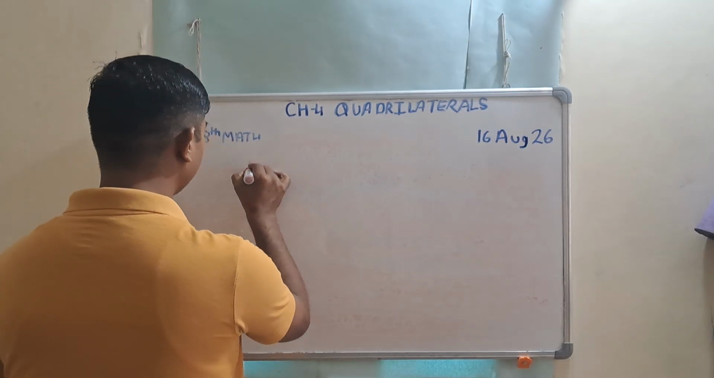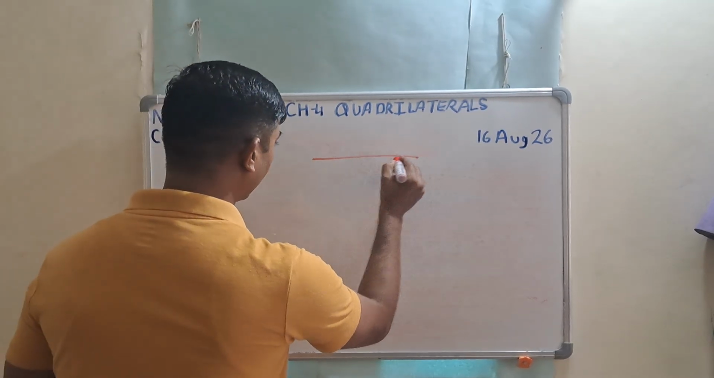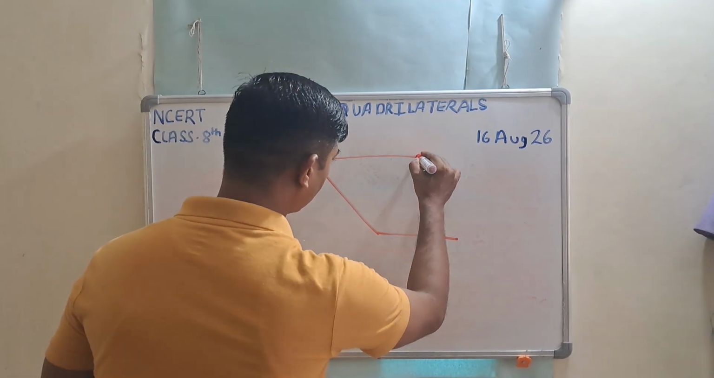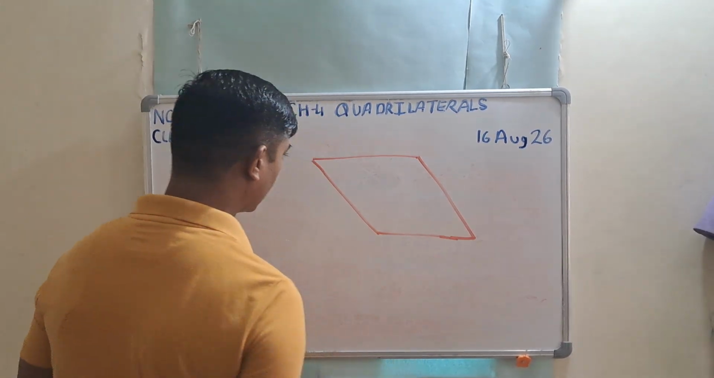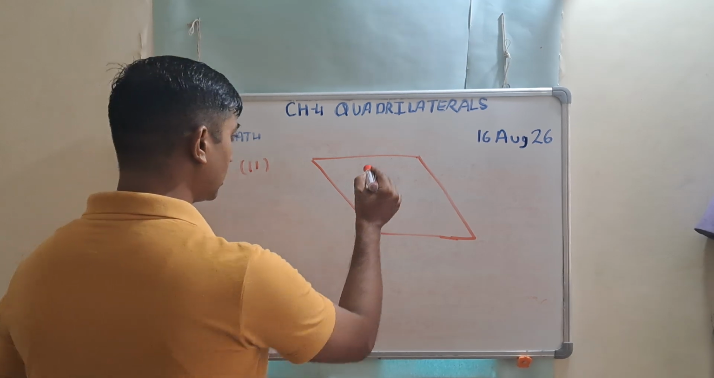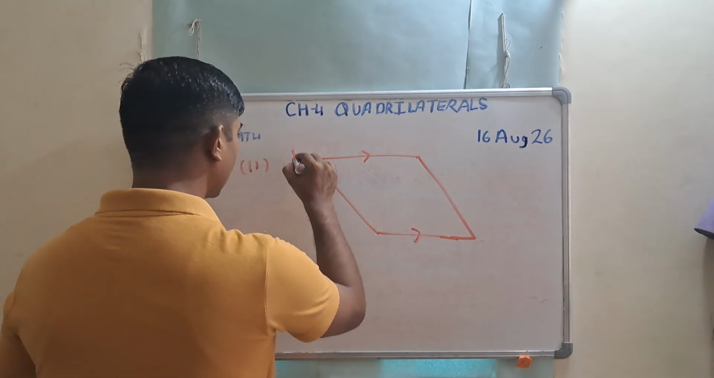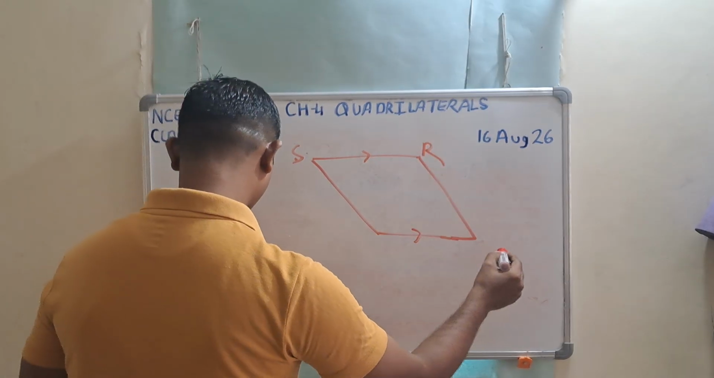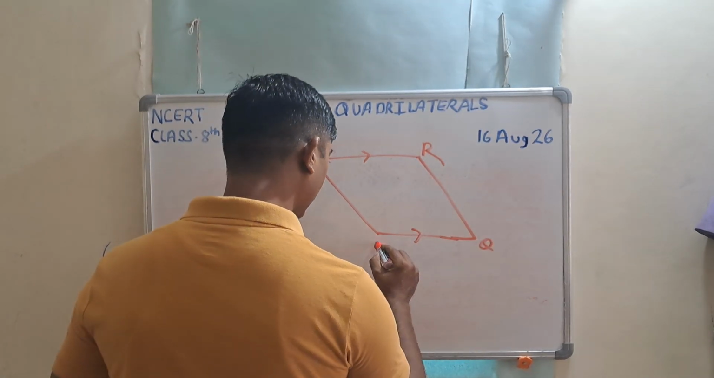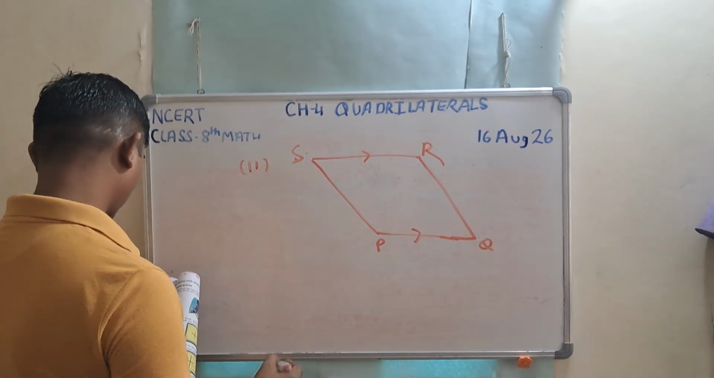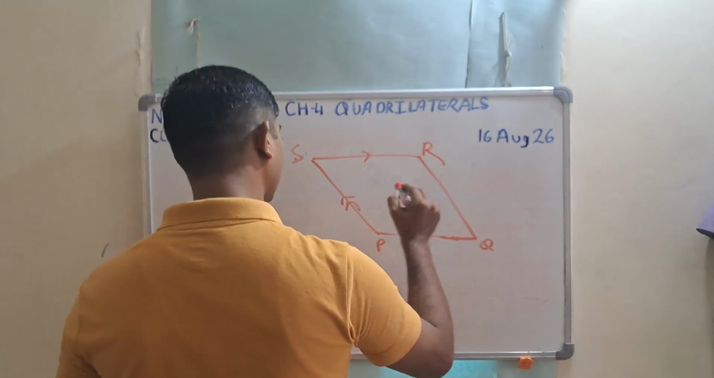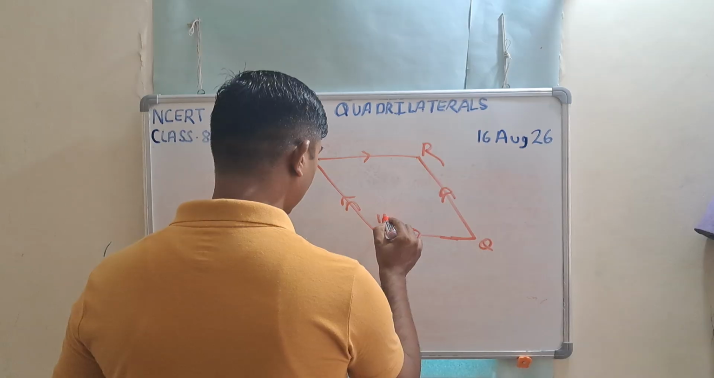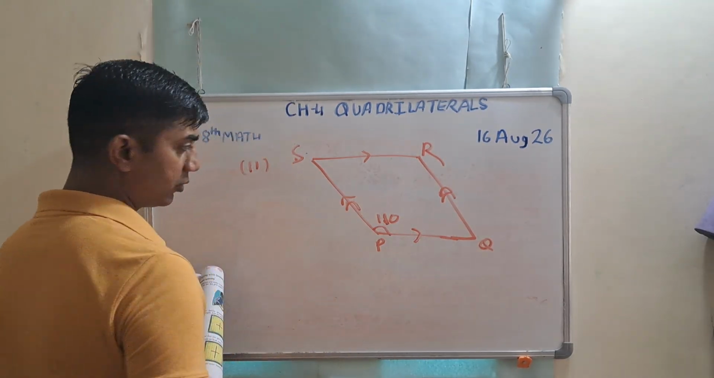The next figure is also the same, only the value of the angle and the orientation of the diagram is changed. Understood? What they are saying, these are parallel, vertices are S, R, Q, P, and these are also parallel, and this is 110. Now we have to find out the other angles.